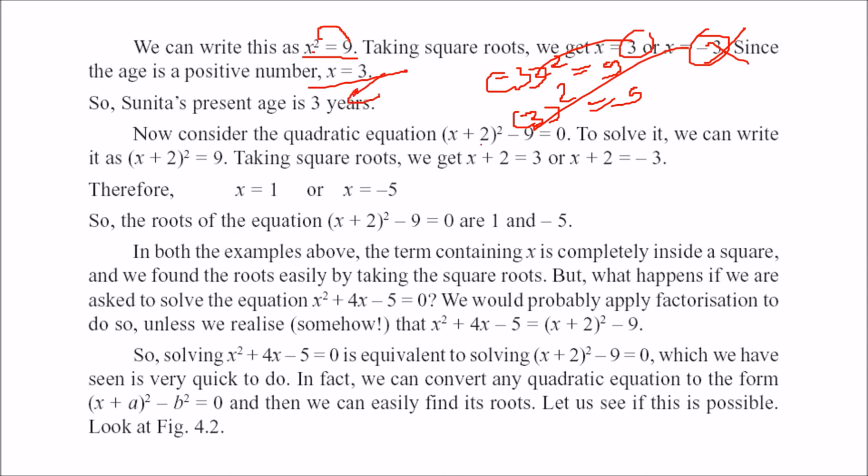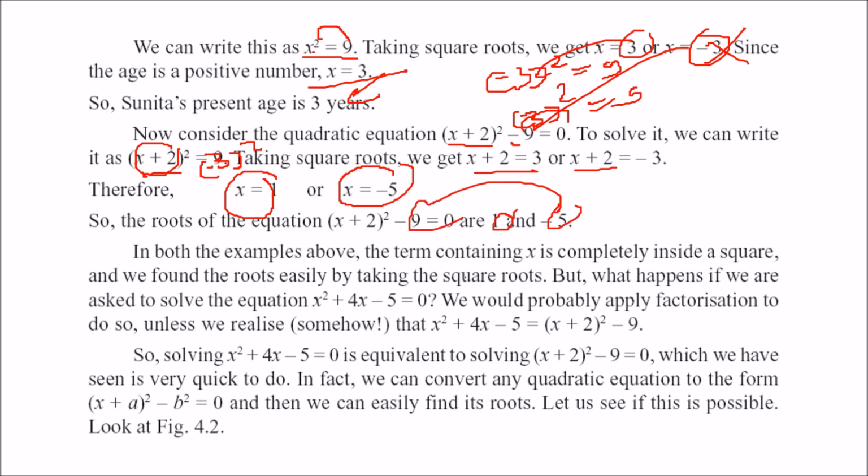Again let us take a situation: x plus 2 whole square minus 9. So you can equate it, meaning take 9 to that side. So x plus 2 whole square equal to 9. In both cases, this 9 can be written as 3 square, but it can be minus 3 square also. So one will equate x plus 2 equal to 3 and the other will equate x plus 2 equal to minus 3. One time it will give you x equal to 1 and the other time it will give you x equal to minus 5. So these are the two roots of this equation.